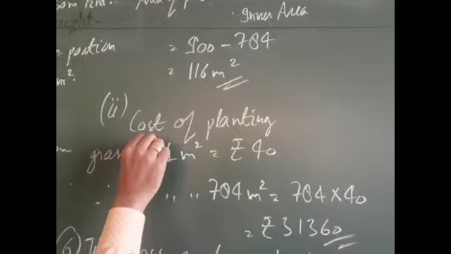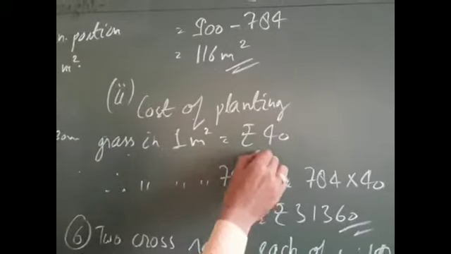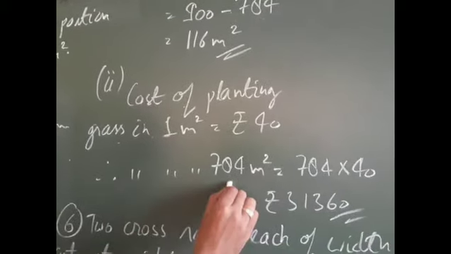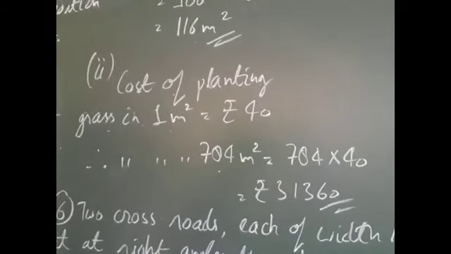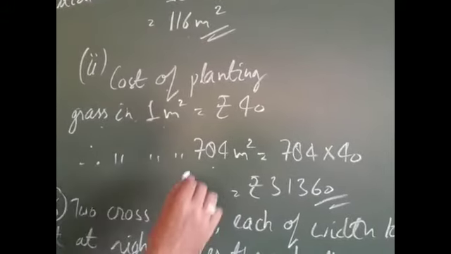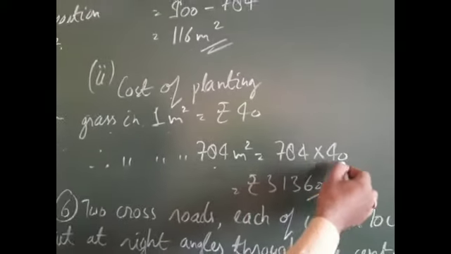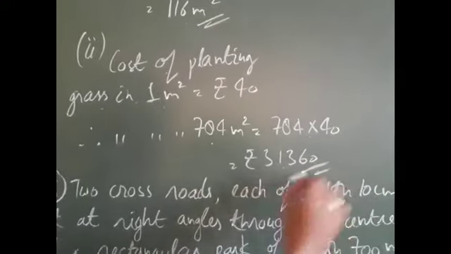Now you have to find in second part cost. So cost of planting grass in 1 meter square equal to rupees 40. Therefore cost of planting in 784 meter square, as 784 meter square is the inner area. In that you have to put a grass in the remaining portion. So 784 multiplied by 40, you will get rupees 31,360.